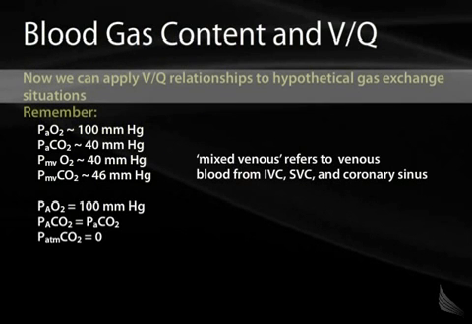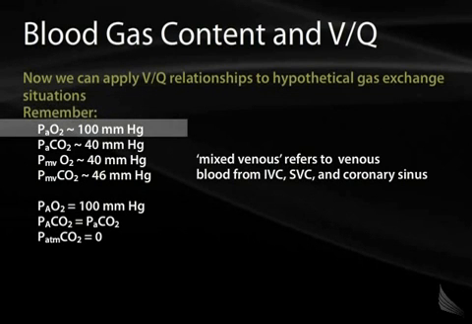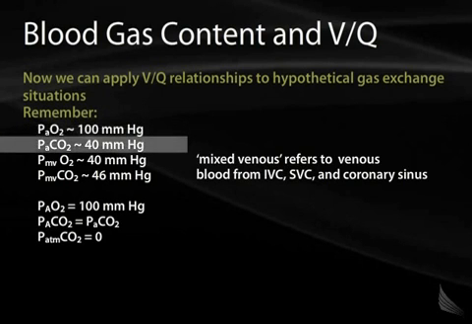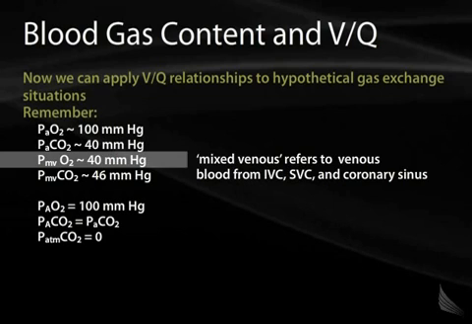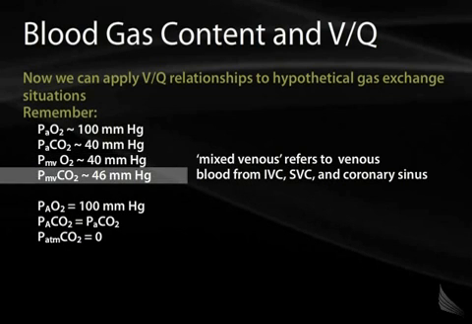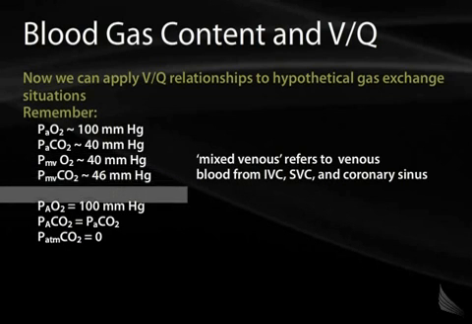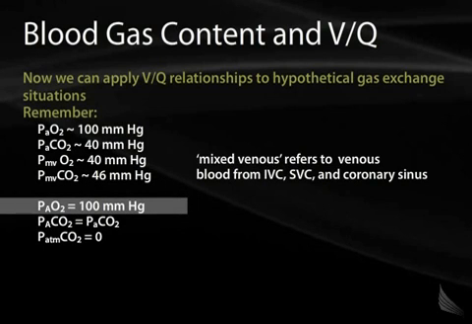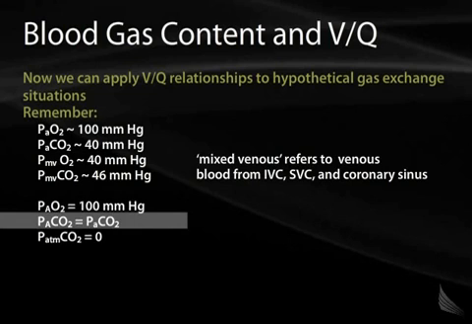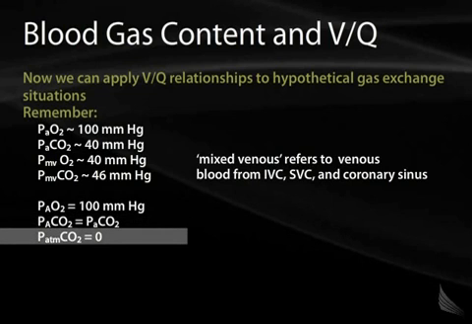Let's look at blood gases in relation to VQ matching. Just remember, as normal, arterial oxygen is about 100, arterial CO2 is approximately 40, mixed venous O2 is about 40, mixed venous CO2 is about 46, alveolar O2 is 100 or maybe slightly higher. Remember that alveolar CO2 equals arterial CO2, and remember that the atmospheric CO2 is close to 0.